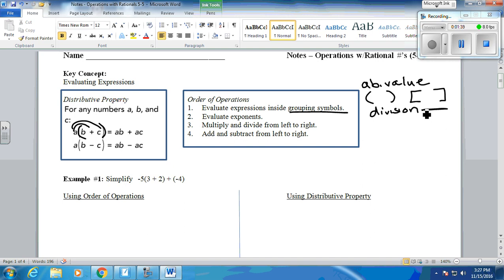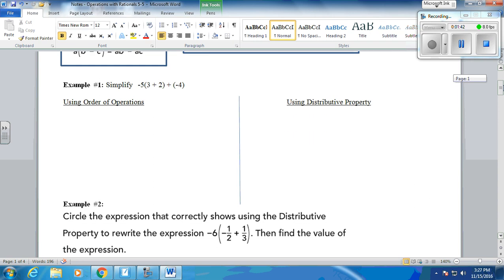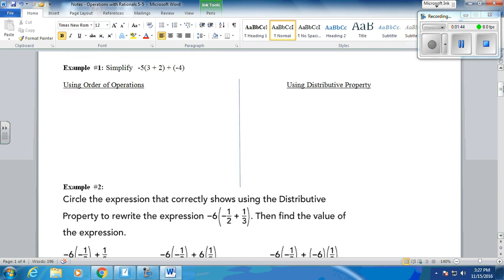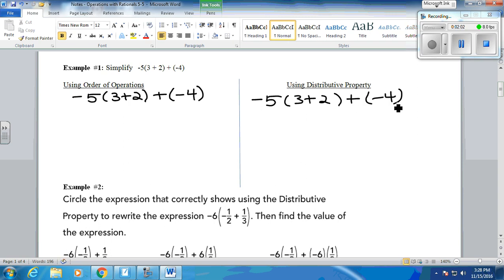So example number 1 is asking us to solve this problem 2 different ways. 1, using order of operations, and 2, using the distributive property. So we're going to go ahead and rewrite the problem for both of these. So if I solve this problem using order of operations, I need to first simplify what's in the grouping symbols. So I have 2 sets of parentheses here. One, I have 3 plus 2, and the other set of grouping symbols is just around the -4. So it doesn't really mean that I need to simplify anything inside there.